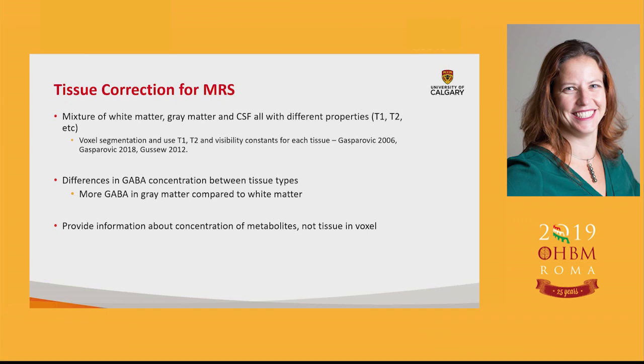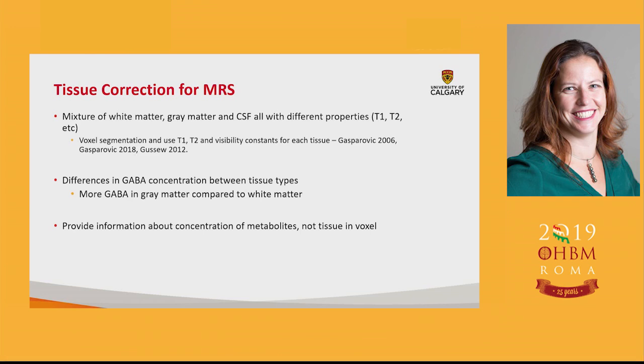So I wasn't able to think of a good quiz question to jump into my next topic, which is looking at tissue correction. The voxels that we measure for GABA are big. It's really hard to get a pure white matter or a pure gray matter voxel, or, well, you wouldn't want a pure CSF voxel, but our voxels are mixtures of tissue. And so we recommend performing tissue correction to account for those different properties.